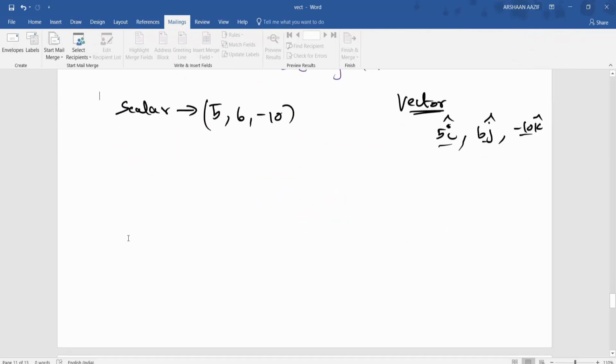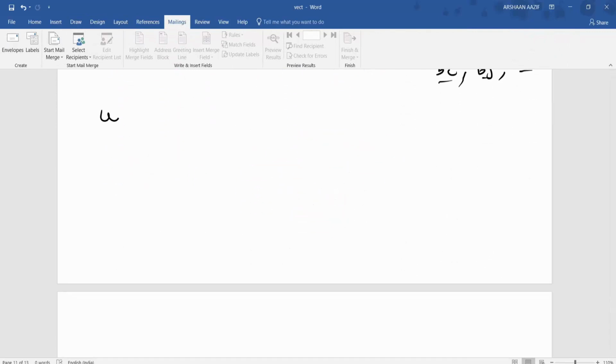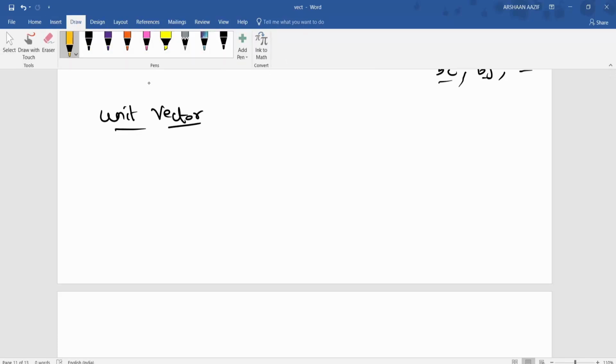Now we'll go ahead with the unit vector once again. We have seen what a unit vector is in the previous video. So here we will be seeing how to find the unit vector of a given vector.